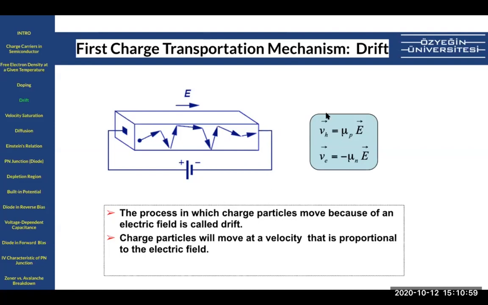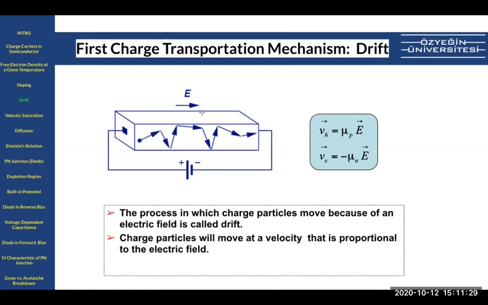So what is drift? Drift is our first charge transportation mechanism. What does charge transportation mechanism mean? It means how the electrons or the holes move inside the circuits. So as you see, when there is a voltage connected to, let's say, a copper, we excite the structure with electric fields.